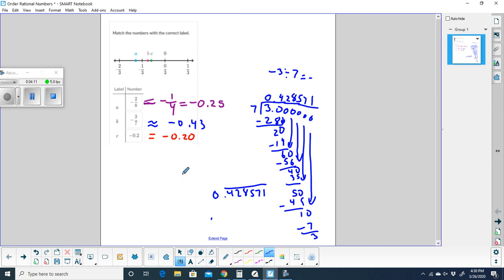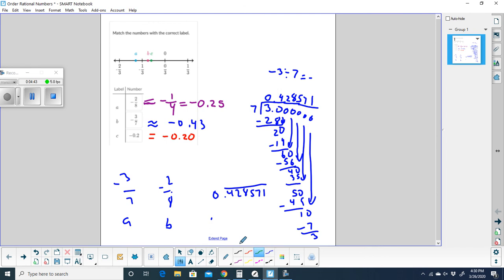And clearly, which one is furthest to the left? Which one's furthest to the left? Negative 0.43. So the smallest is negative 3/7. So that's A. The next smallest is negative 0.25. So negative 2/8 is next. So negative 2/8 would be B.